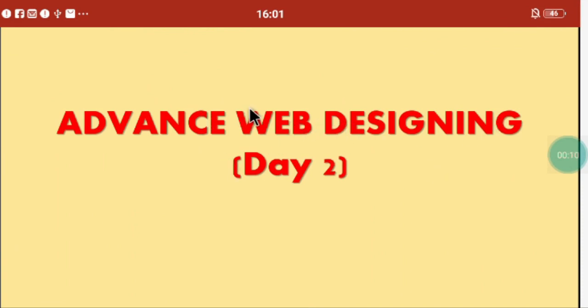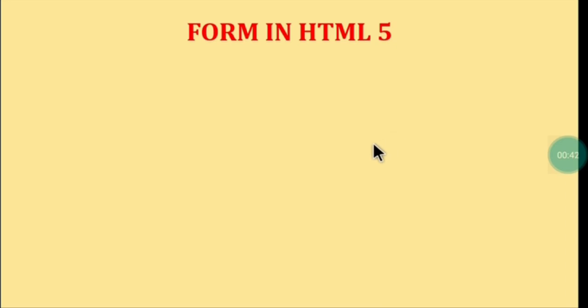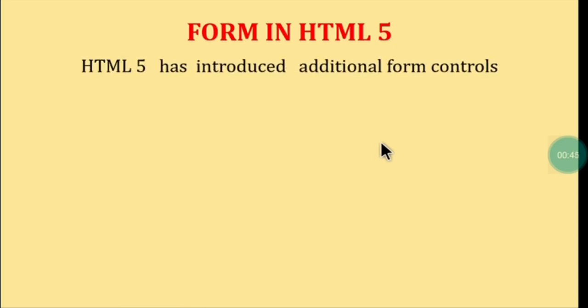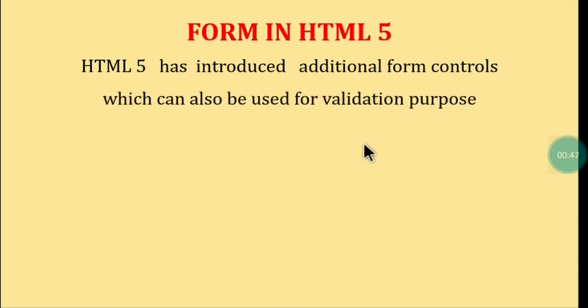Today we will see how to create a form in HTML5. In 11th standard, we have studied different controls related to form like text, radio, checkbox, submit, reset, select, and text area. These controls are used to collect different kinds of user inputs such as contact details like name, address, single or multiple options from a group of options, as well as clearing and submitting data, etc. HTML5 has introduced additional form controls which can also be used for validation purposes.